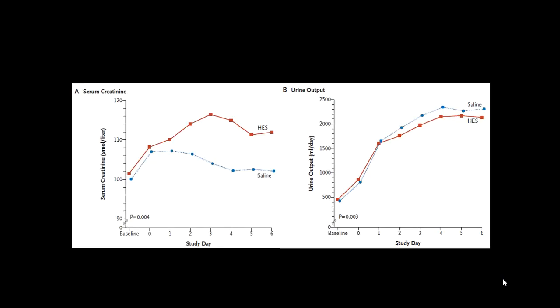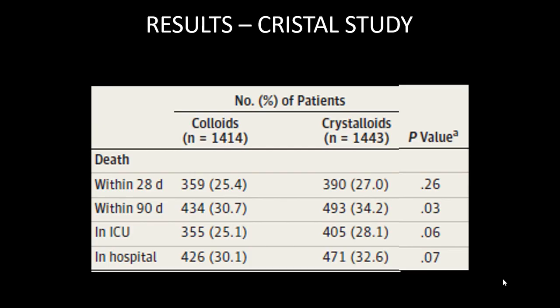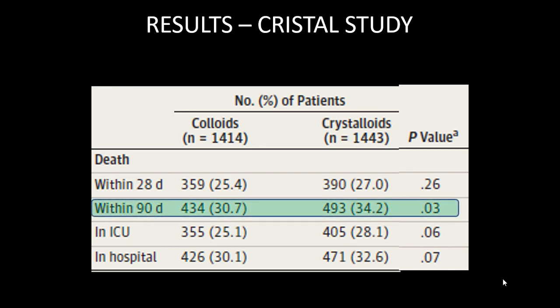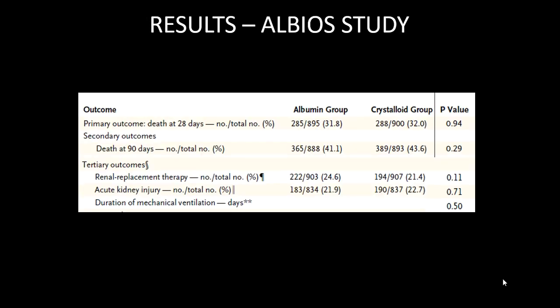The serum creatinine was higher in the hetastarch group, and correspondingly the urine output was lower in the hetastarch group, and both were statistically significant. The survival was similar; there was no effect on mortality. In the crystalloid group, again, death within 28 days was okay, but the 90-day death had a higher incidence in the colloid group as compared to the crystalloid group.